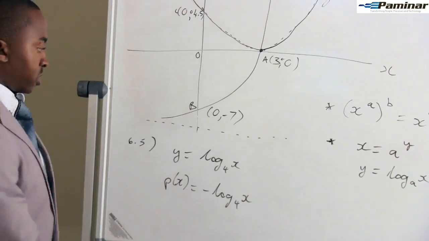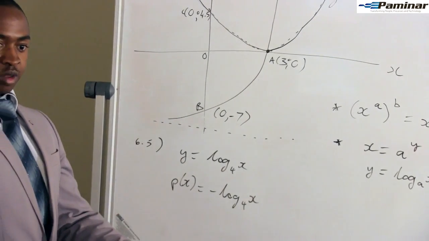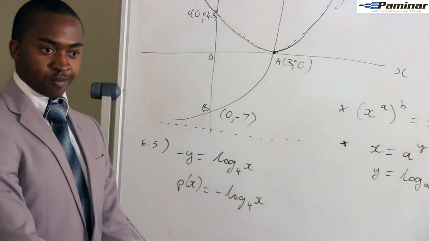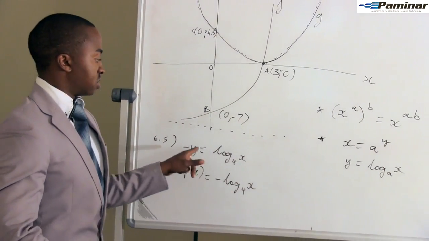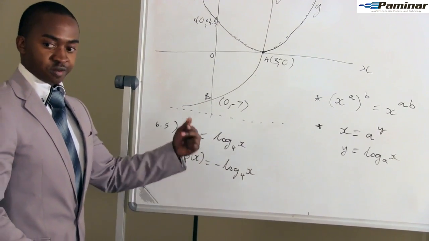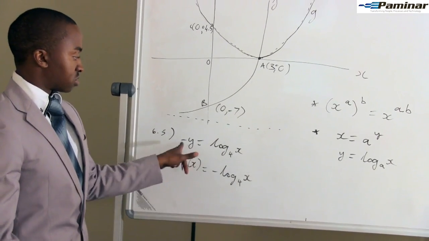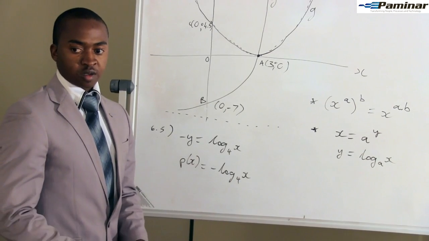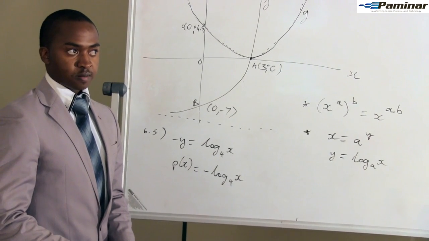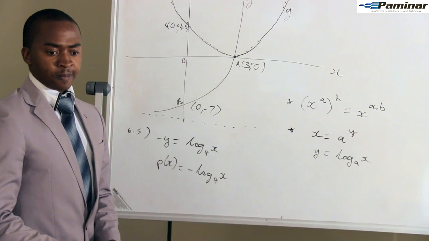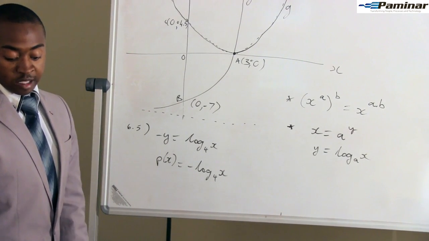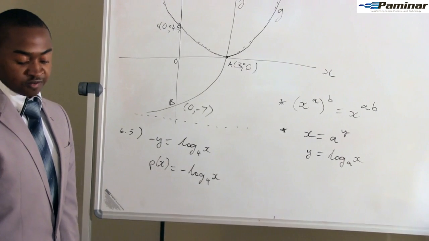In other words, now you work with the negative y, because it's a reflection about the x-axis. So the y's become negative underneath the x-axis. That negative transfers to the other side, and it's just simply log base 4 of x. Negative log base 4 of x. That should be easy to remember. So that's question 6.5.